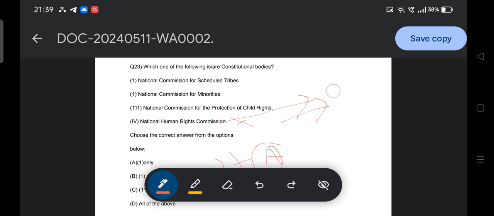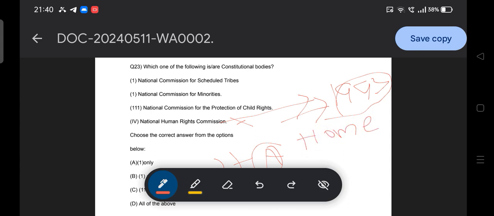The National Human Rights Commission was first created in 1993 by an Act of Parliament, and it is a statutory body. And under which ministry does the National Human Rights Commission come? The Ministry of Home Affairs.